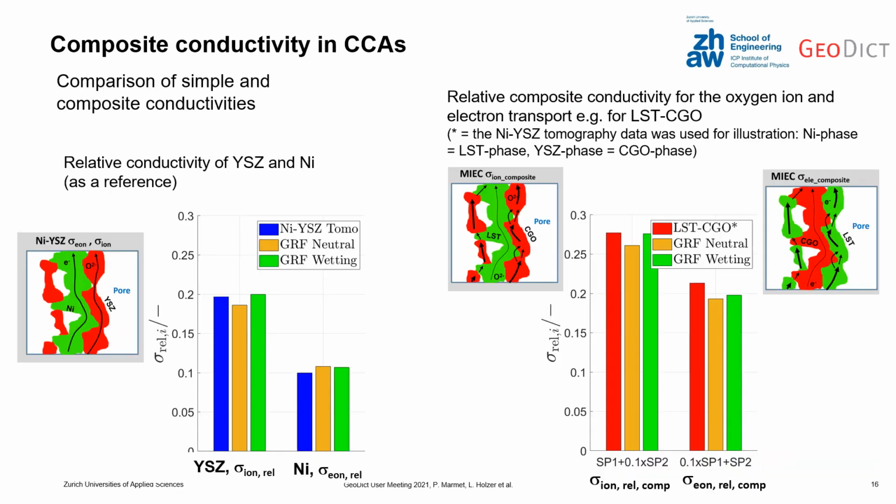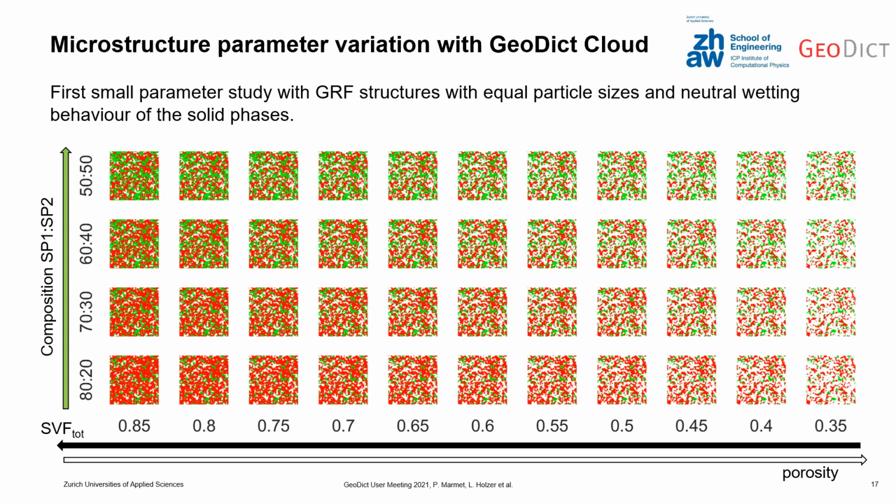As a result, we have for the identical microstructure a higher relative ionic composite conductivity for the LST ZHAW system than the relative ionic conductivity in the nickel YSZ system, and the same for the electronic conductivity. As we now have a stochastic structure generator providing the right microstructure properties, we are now ready for parameter studies. In the following, I will show you a first small parameter study with Gaussian random field structure with equal particle sizes and neutral wetting behavior. That means this data is not yet matched to the specific nickel YSZ system.